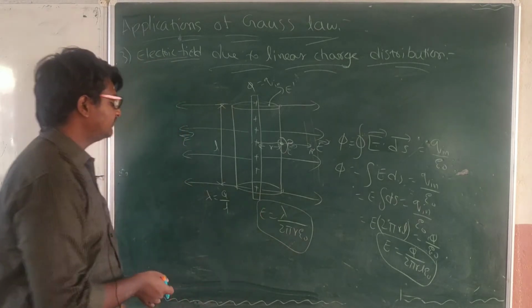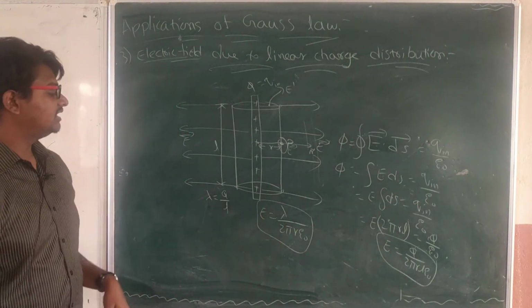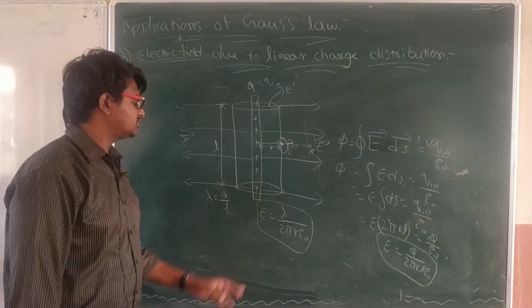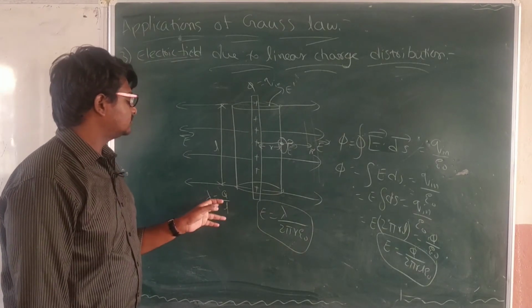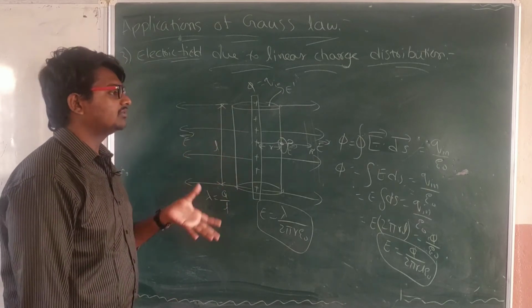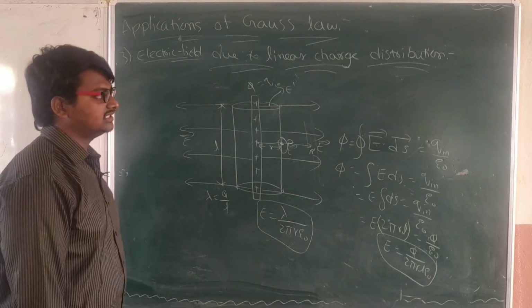Like this also we can write, where lambda means linear charge density, that is equal to Q by L also we can consider. Sometimes they will give the lambda value, they will not give the Q value. In that case you need to find out what is lambda. Lambda means linear charge density. That's it.